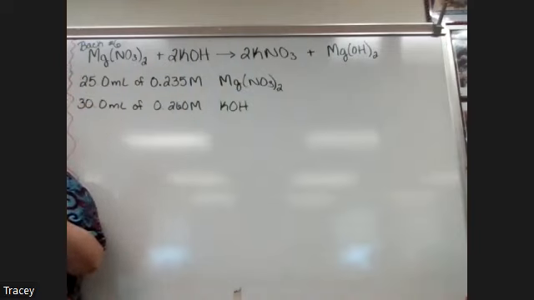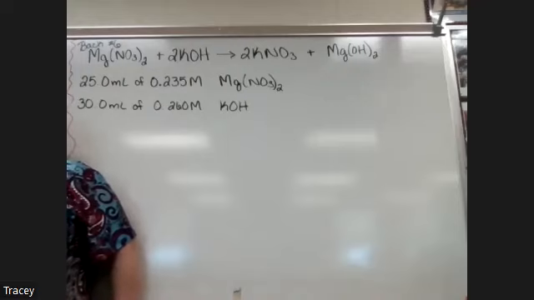How many grams of magnesium hydroxide, which is the Mg(OH)2, will precipitate if 25.0 milliliters of 0.235 molar magnesium nitrate, which is the Mg(NO3)2, are combined with 30.0 milliliters of 0.260 molar potassium hydroxide, which is the KOH.